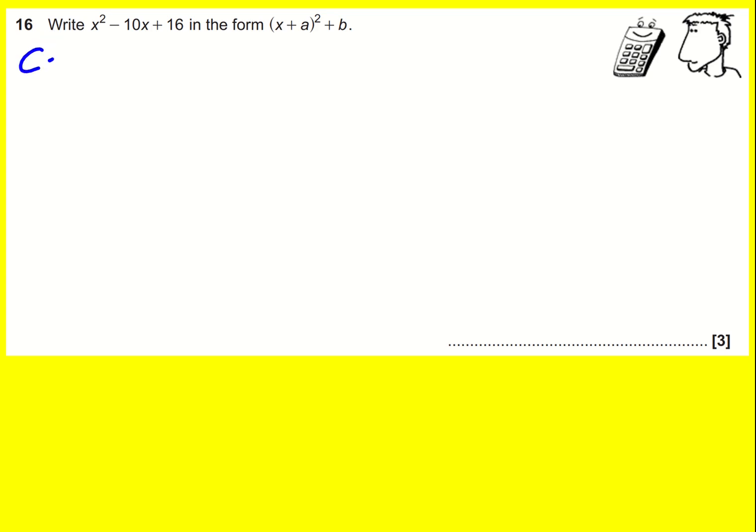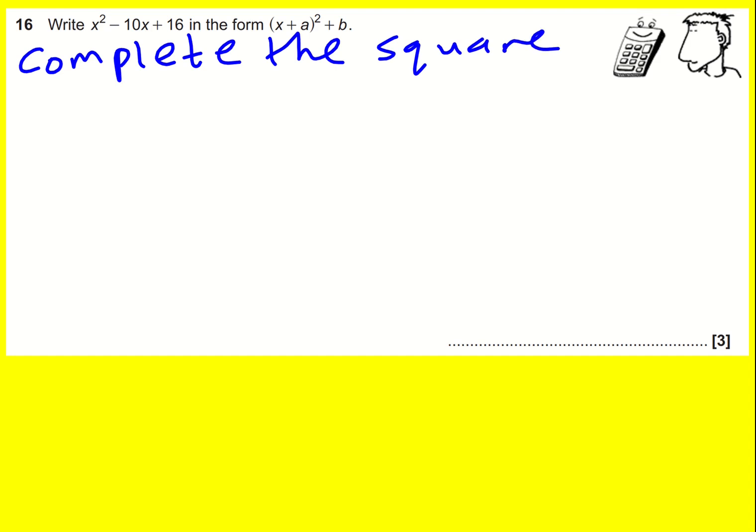This question is essentially asking us to complete the square. Now, when we complete the square, we basically complete the square on the first two terms. And I'm going to show visually what is going on. So I want to create a square.